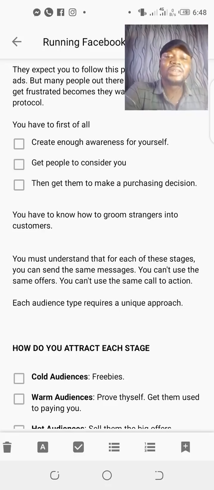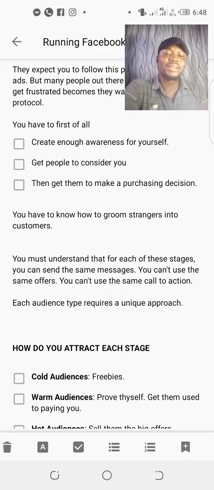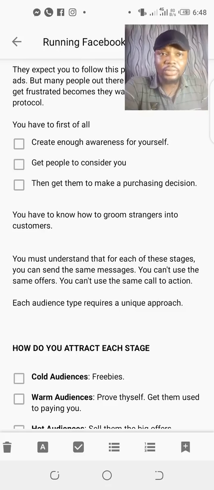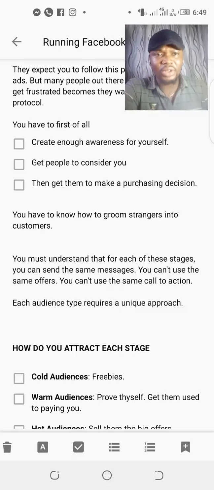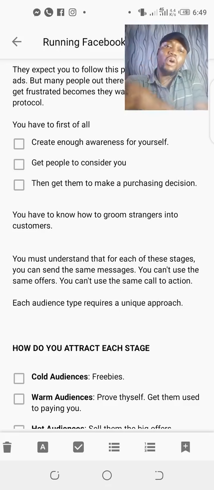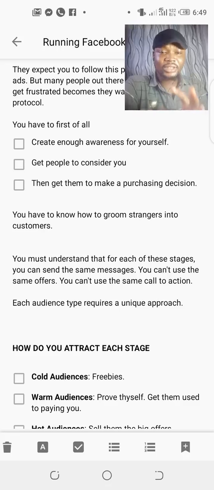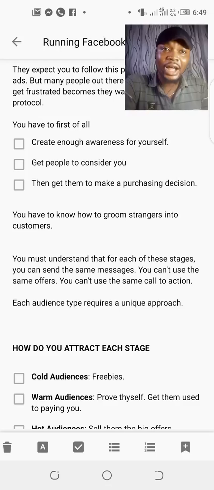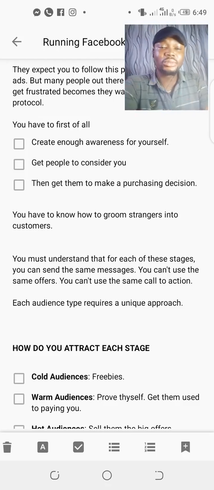You must understand that for each stage, you cannot send the same messages. You can't use the same offers. You can't use the same call to action. The call to action that you're using for cold audiences cannot be the same that you'll be using for warm audiences. It cannot be the same that you're using for hot audiences. So your call to action must be different. And this message alone that I'm sending to most of you right now will be enough for you to start running profitable ads. This is the liberation message you need in order to start becoming profitable with your ads.